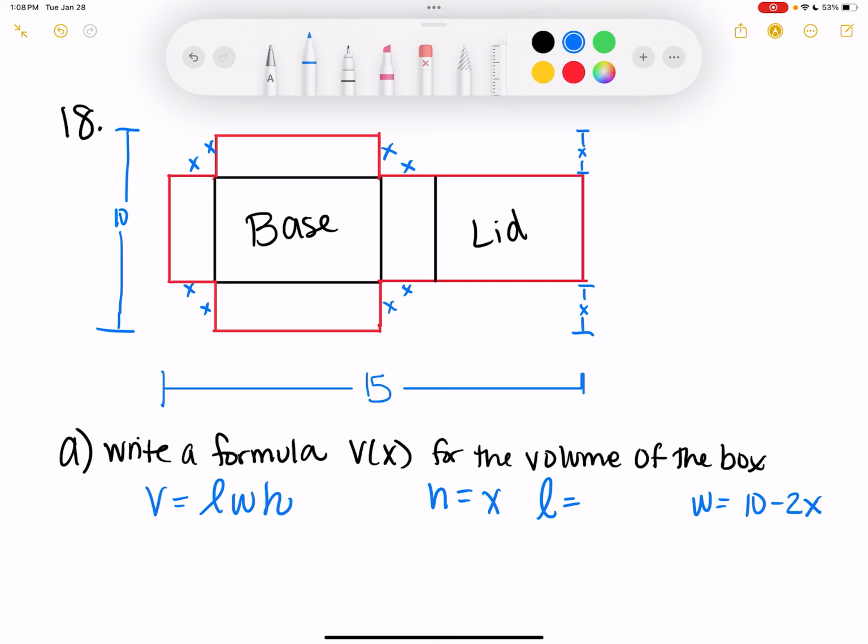All right, so if I essentially cut this in half, I have the base with a tab. If I did this, I have the lid with a tab. The lid has to be the same size as the base, correct? So that would be 7.5, or 15 over 2, minus just X, because I'm only taking out one X in half. And then over here I have just an X.